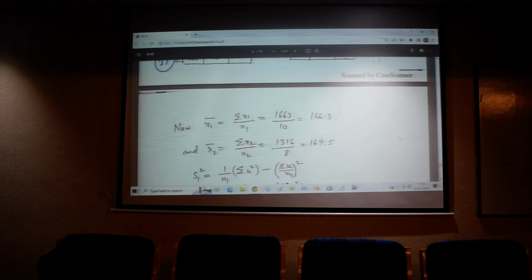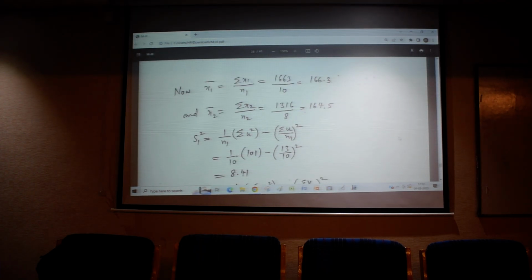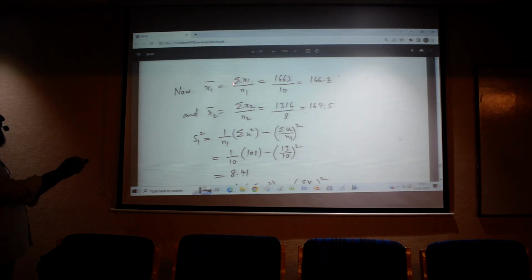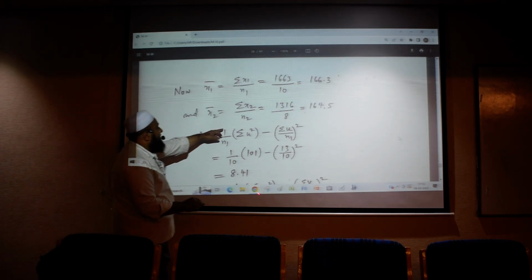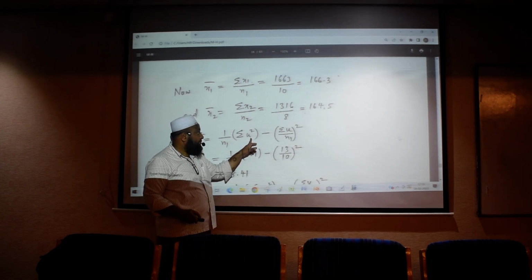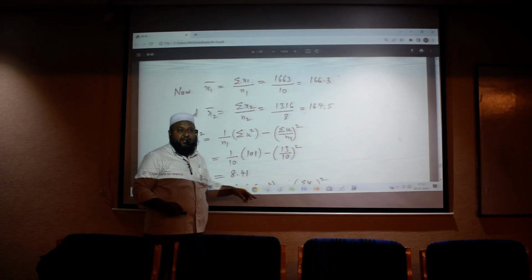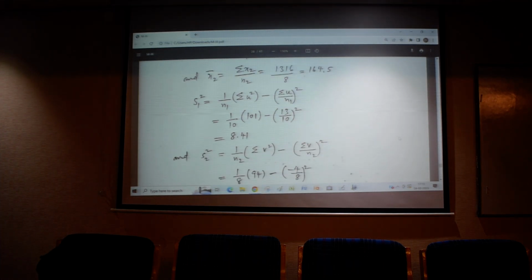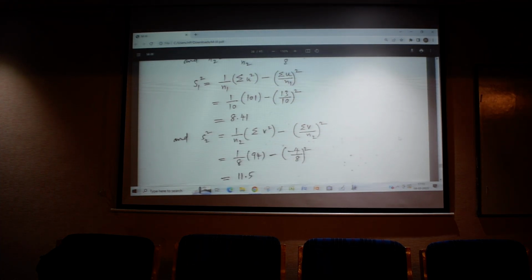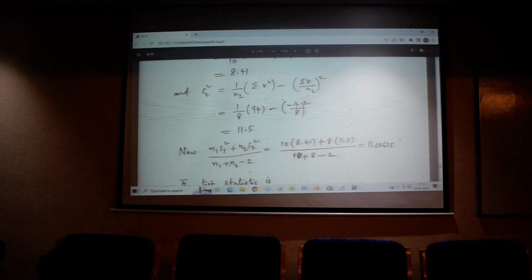x1 bar is sigma x1 by n1. Got it. x2 bar you got it. S1 square formula: 1 by n1 sigma u square minus (sigma u by n1) whole square. So you got 8.41. Actually in the formula we don't need S1, we need S1 square, so we are not calculating the square root. Similarly S2 square.